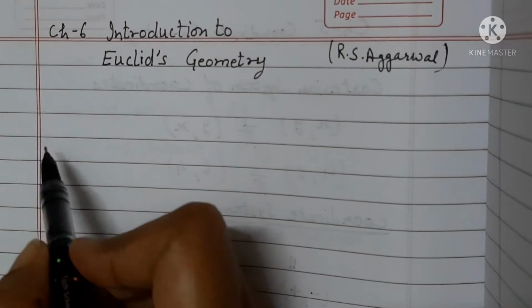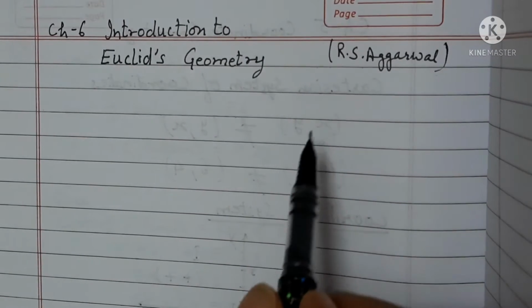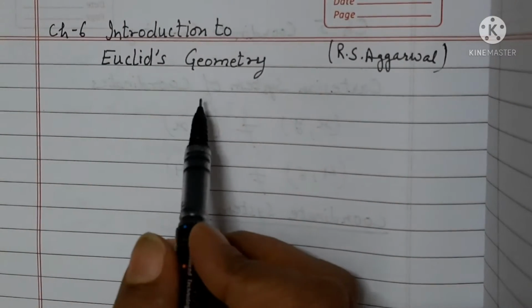Students, this is Chapter 6, Introduction to Euclid's Geometry from R.S. Agrawal. So first we are starting the chapter.